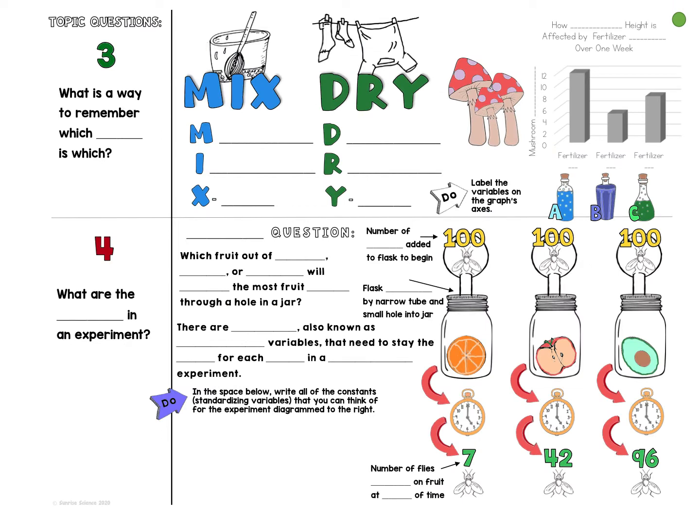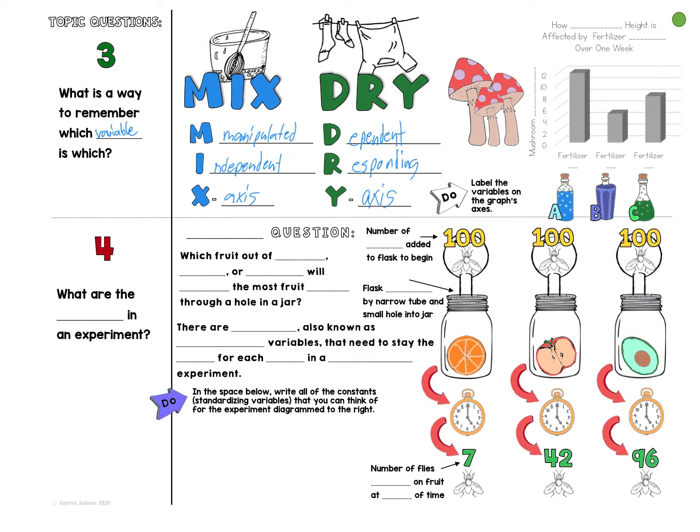So, what is a way that we can easily remember which variable is which? Well, think about mix and dry. Mix means manipulated, independent, x-axis. Dry means dependent, responding, y-axis.